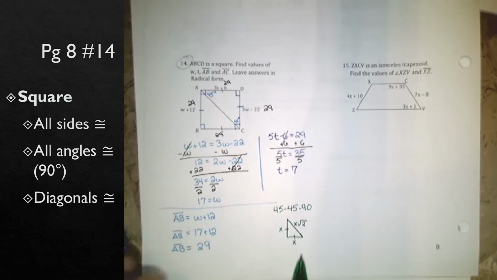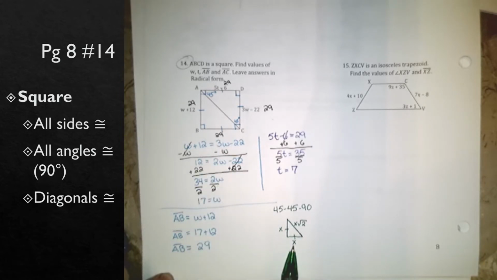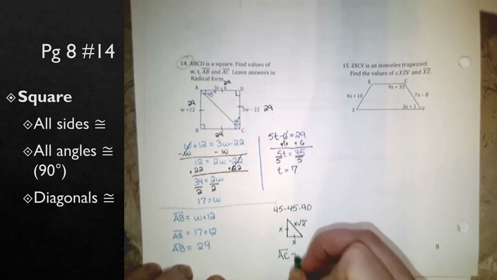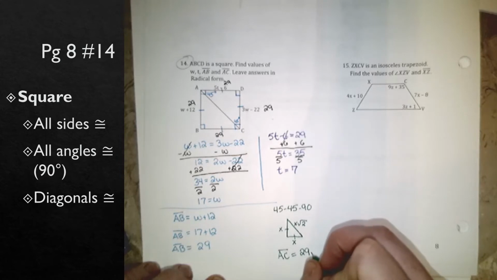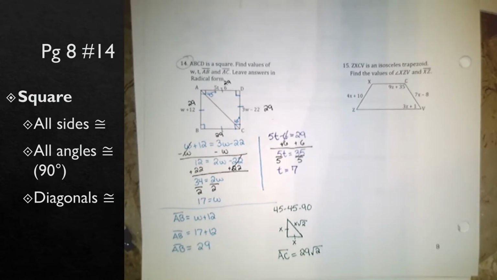So since we know in this case our side lengths are 29, instead of the x we would have 29. So really, line segment AC is equal to 29 times the square root of 2. And since they want us to keep it in radical form, we would leave our answer just like that.